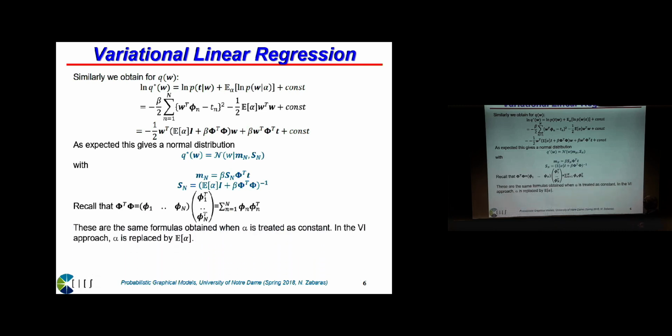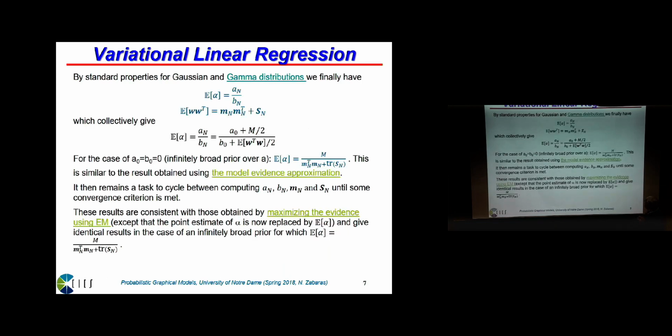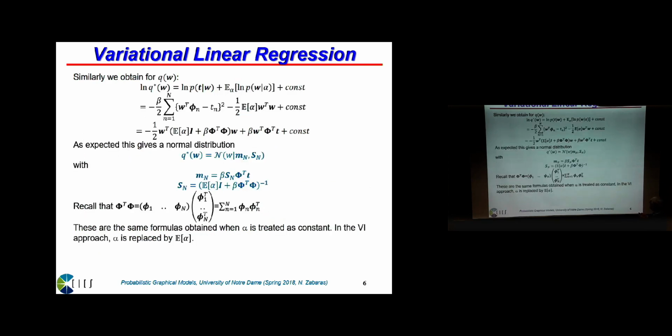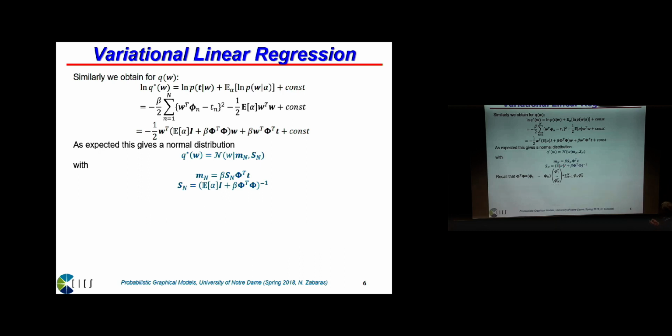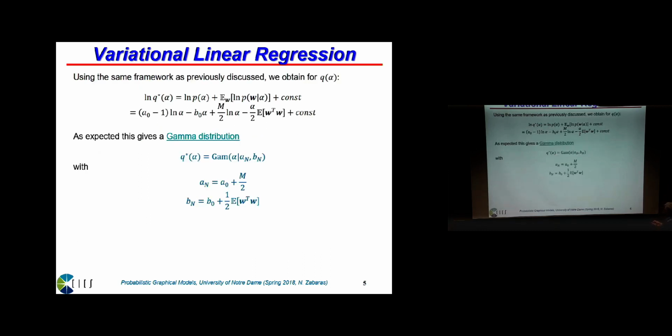Okay. There is no expectation of beta because here I'm taking beta, as I mentioned, to be constant. All right. Something to emphasize: if you look, for example, in the variational approximation for W, to be able to compute this, you need to know the expectation of alpha. And to know the expectation of alpha, you need to know the expectation of W transpose W. So this is an iterative process.